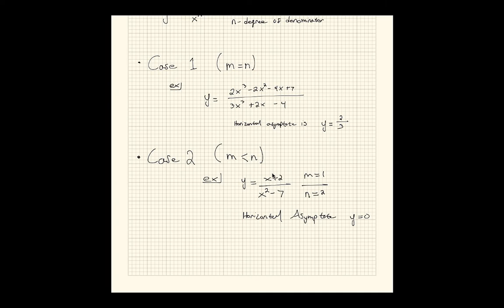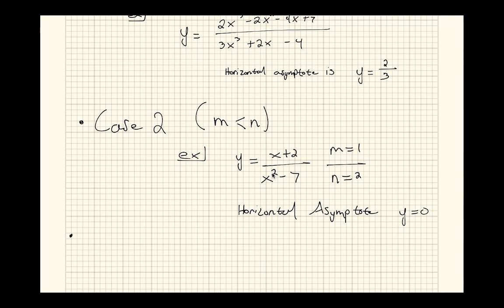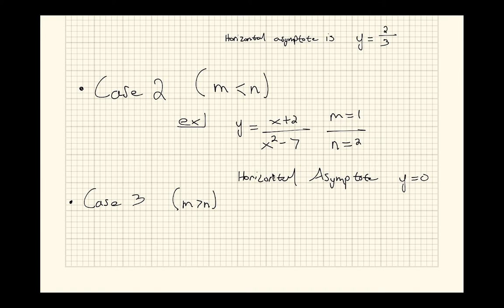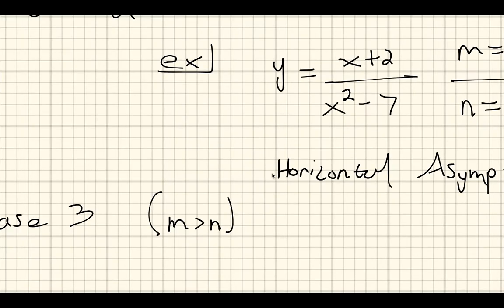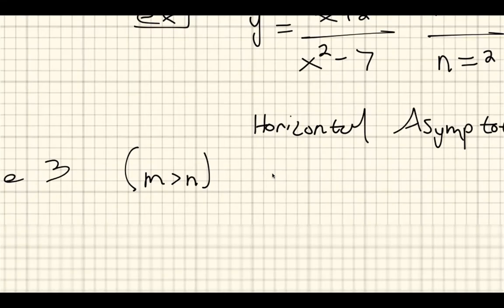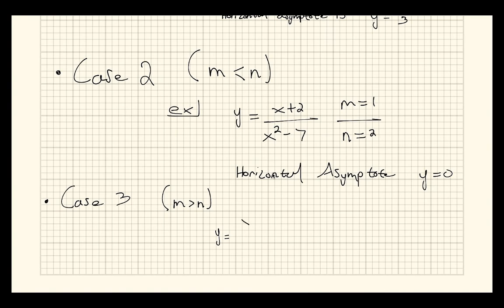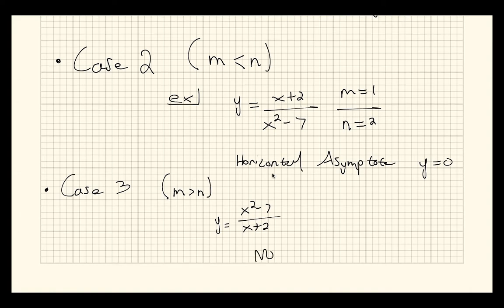And then case 3 is nice. Case 3, this is when m is greater than n. An example where m would be greater than n is if we had y equals, I'll just take the reciprocal of the last one, x squared minus 7 over x plus 2. Then there's no horizontal asymptote.